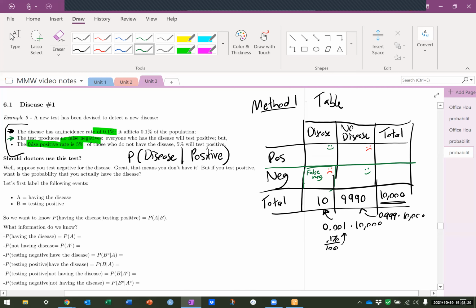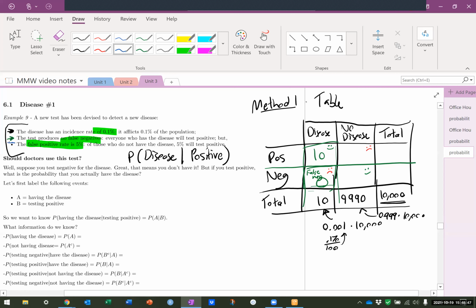And false negatives, there's none of them. So this cell is 0. There's 0 people that get false negatives, meaning out of the 10 people that get the disease, they all test positive. So the column adds up to 10. All right, so we got that piece of information.